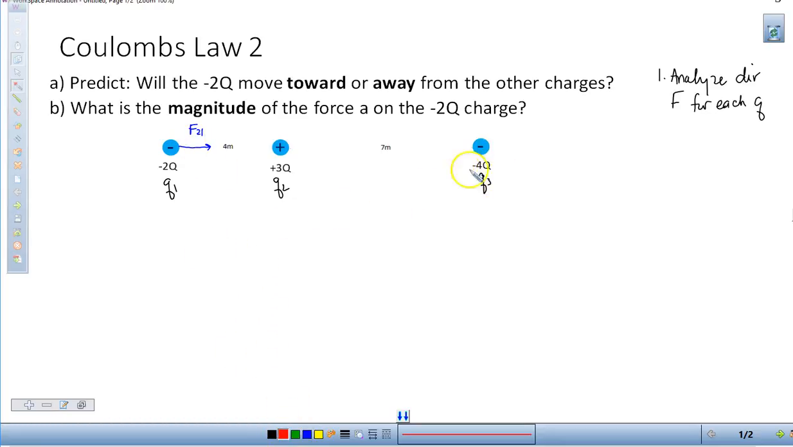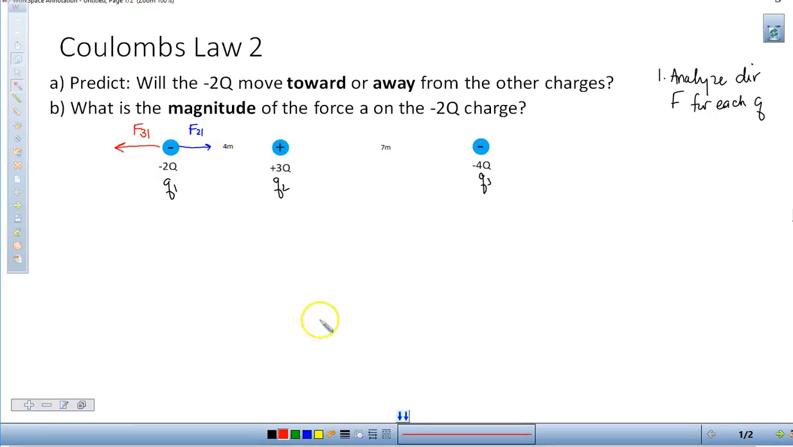Now for this one, we have a negative charge. So this one is going to push it away, because this is negative and this is negative. So this one's going to push it like this. So this is the force of 3 onto 1, just like that. And the question is, which one's bigger, which one will win?